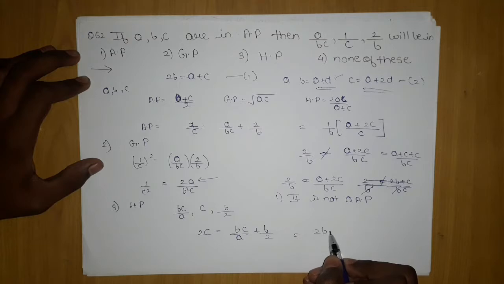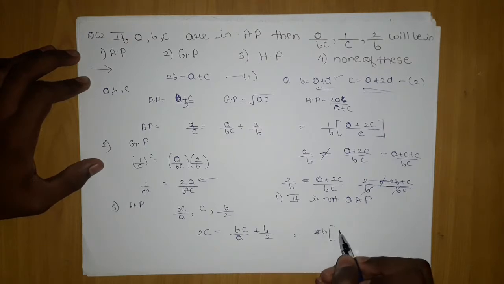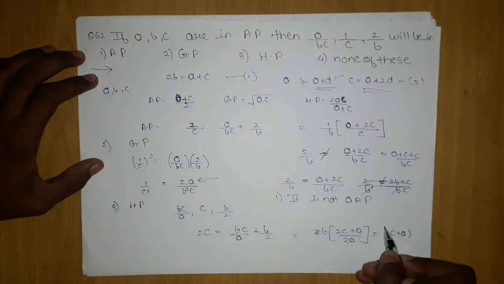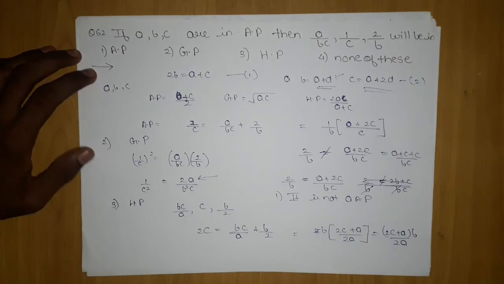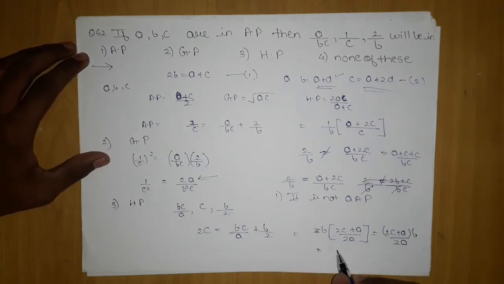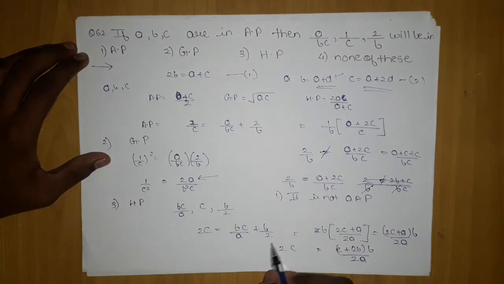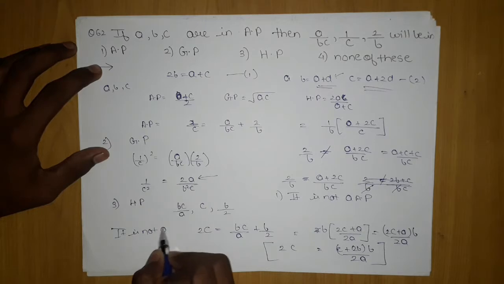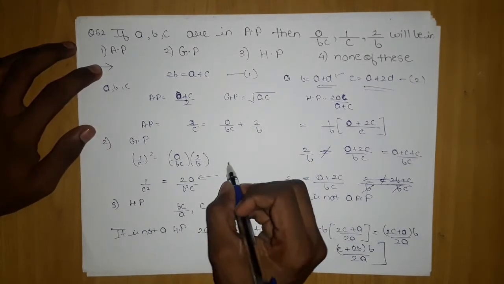Which will give me 2BC, sorry, I will take B common to make my calculation easy. 2C plus A upon 2A. So here what I get, 2C plus A into B upon 2A. So can this be HP? Here if I again break it, this will become 2b and this will get multiplied by 2a. Can this become 2c? No, it cannot become. So after this step it is not an HP. Literally these types of problems do appear in exams.